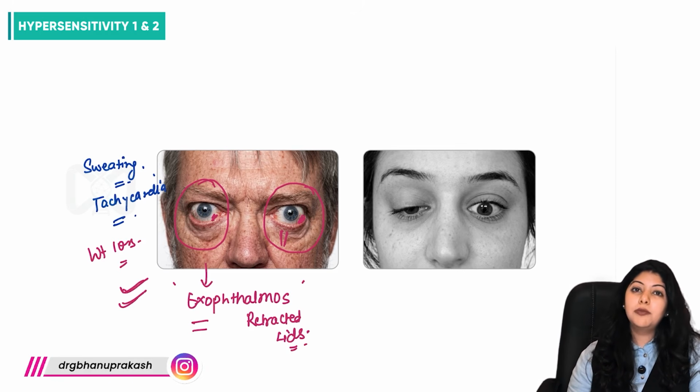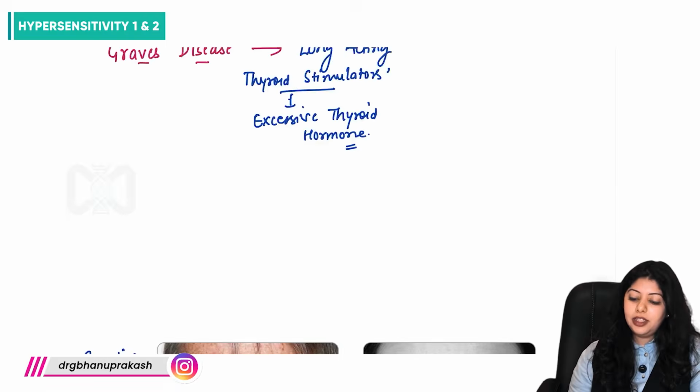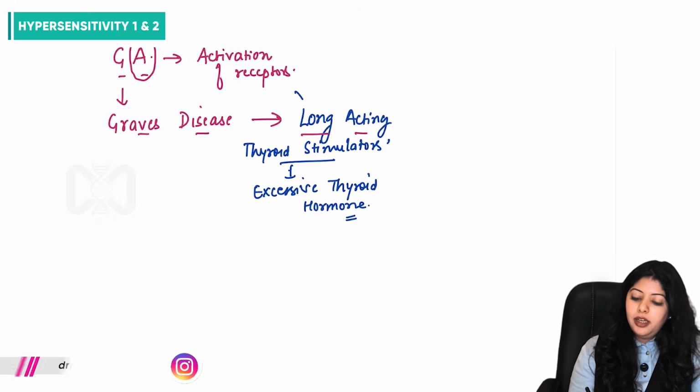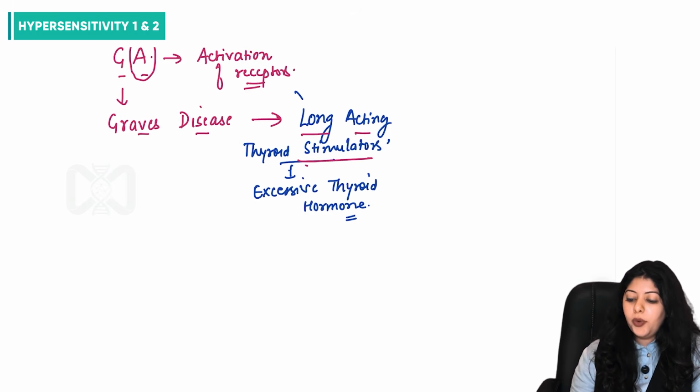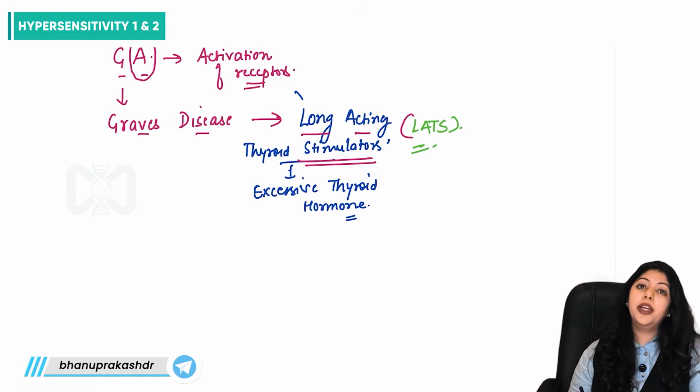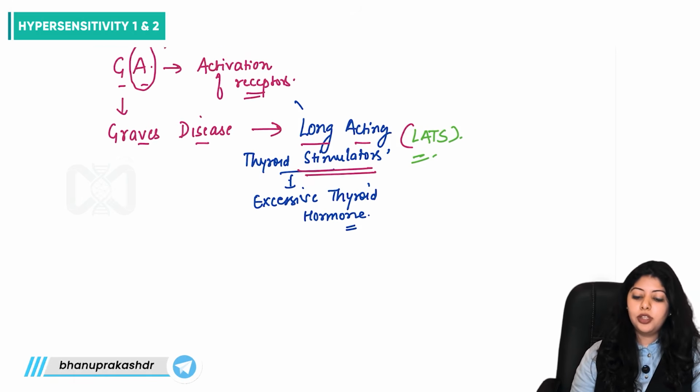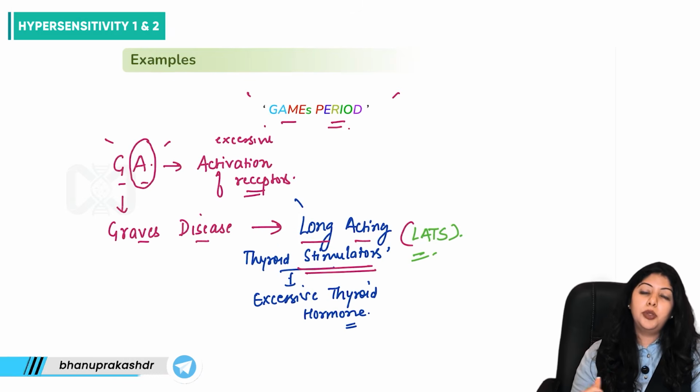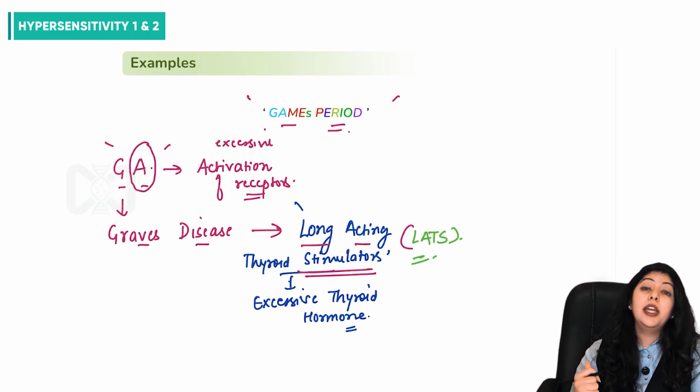And why is it getting produced? Why is Graves' disease occurring? It is because of the dysregulation of certain receptors by autoantibodies which are produced, known as LATs, long-acting thyroid stimulators. So this is one example of type 2 hypersensitivity, antibody-dependent cellular dysfunction.